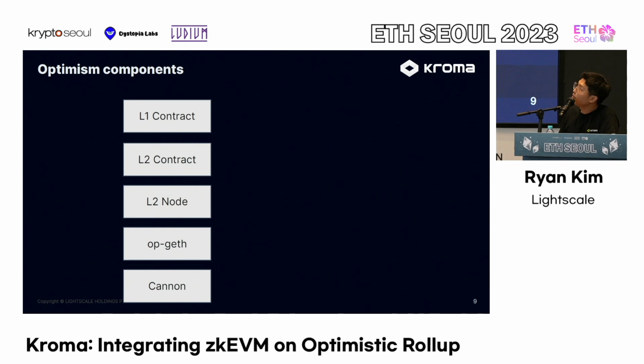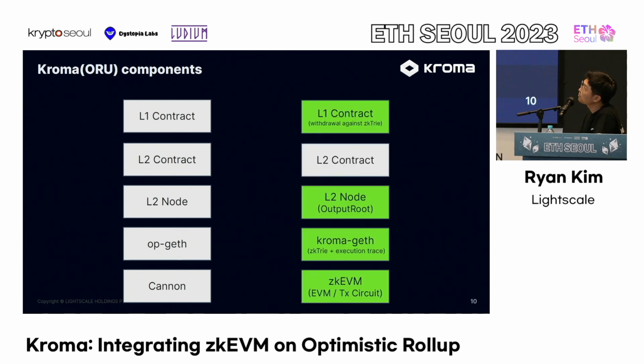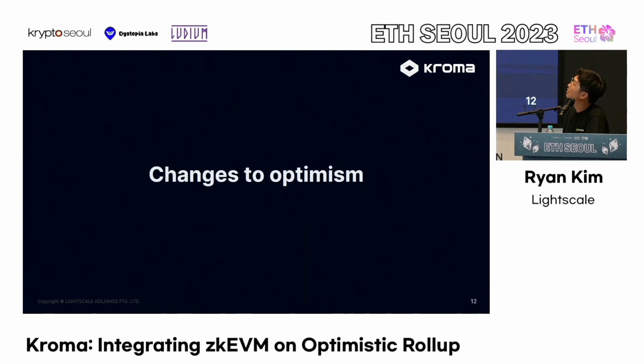Optimism consists of these 5 components: L1 contract, L2 contract, L2 node, OP-geth, and Cannon for fault proof. In the case of Kroma, it consists of these 5 components: L1 contract, L2 node, Kroma-geth, and zkEVM. For our purposes, we have mainly changed these 4 green highlighted parts. But today, I'm going to talk about these 2 highlighted parts. So let's go to the changes to Optimism.